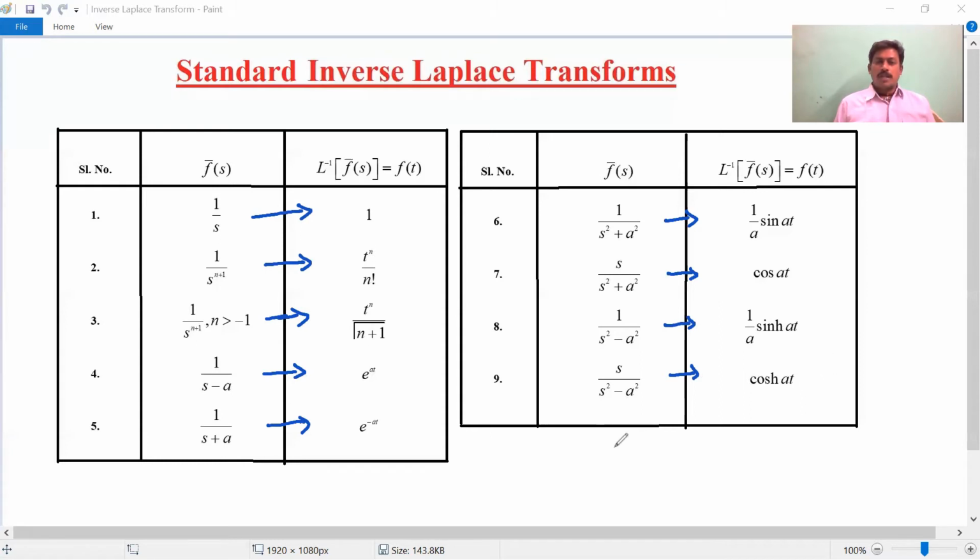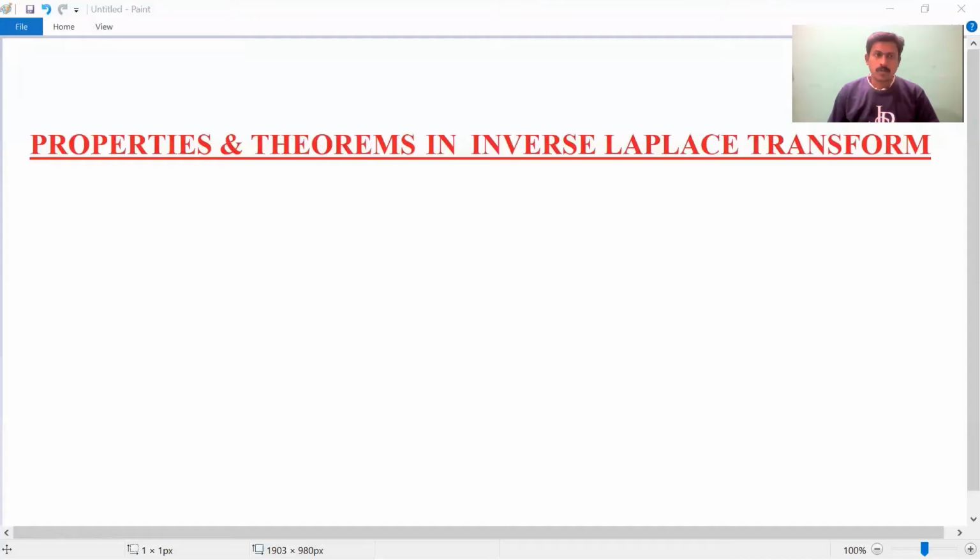If you remember the Laplace transforms of the functions e power at, e power minus at, sin at, cos at, sinh at, cosh at, we can easily write the L inverse of these terms. Properties and theorems in inverse Laplace transform.